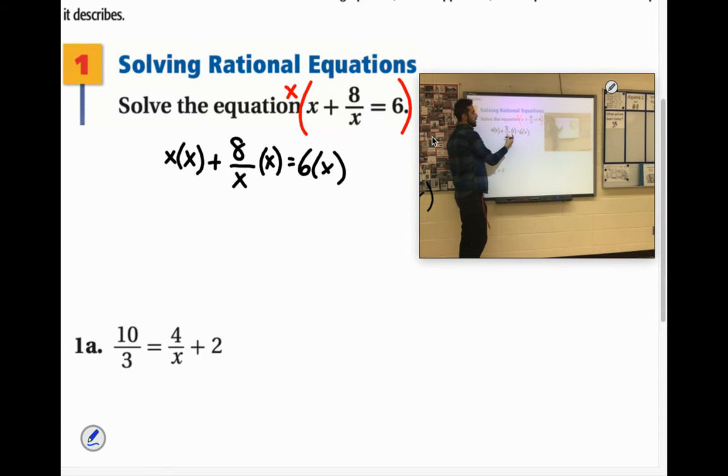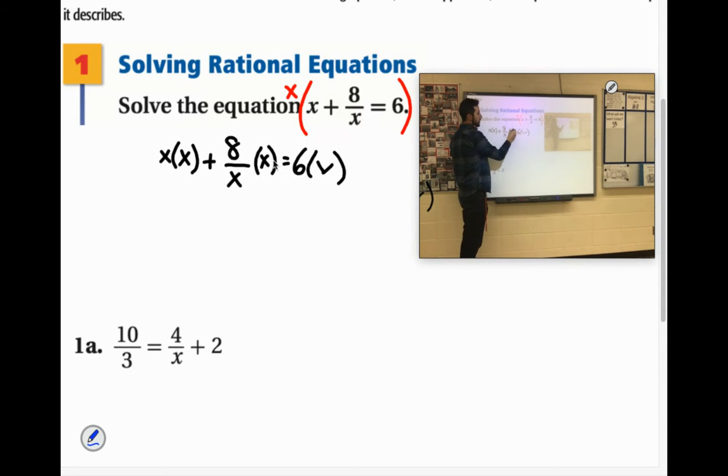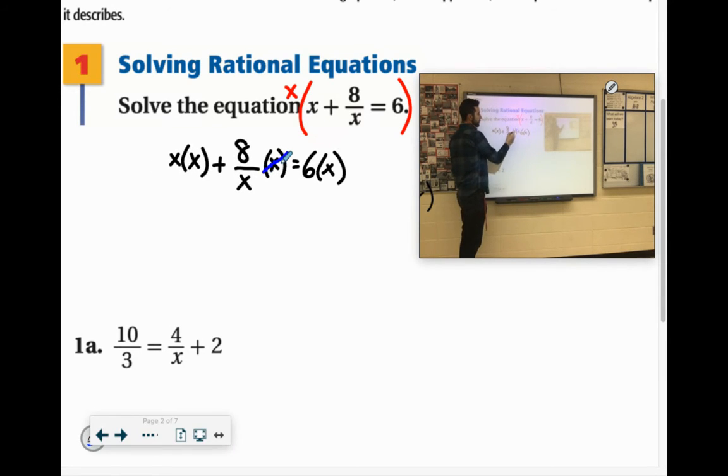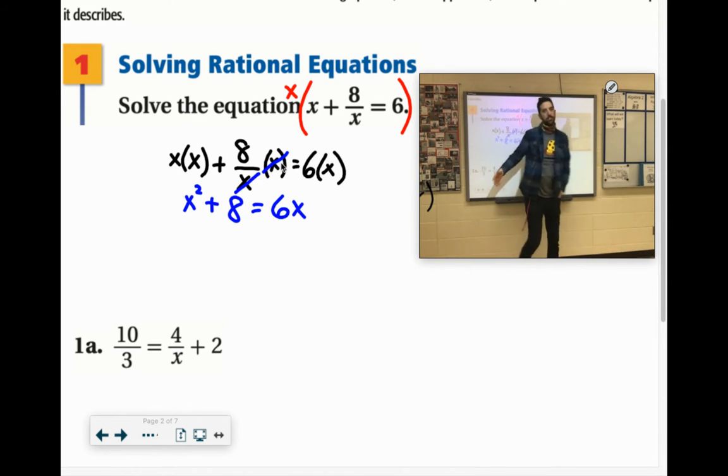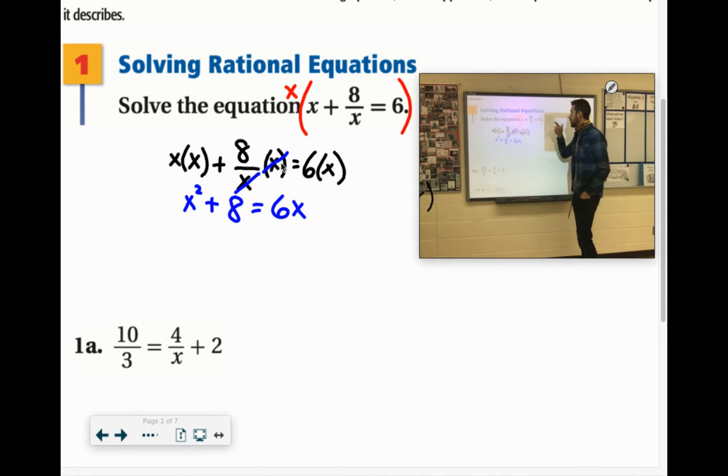Now here's the deal. We're multiplying by the x, so this 8 over x times x, the x and the x are going to cancel out. So you're just left with 8 there. So we're going to have x squared plus 8 equals 6x. Now, I'm not going to show that step in the future. If you're multiplying by the same thing that's in the denominator, it's just going to cancel out. So anytime that happens, we're going to just skip that step of writing.